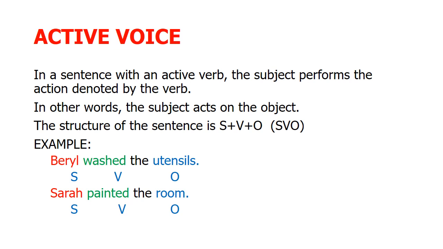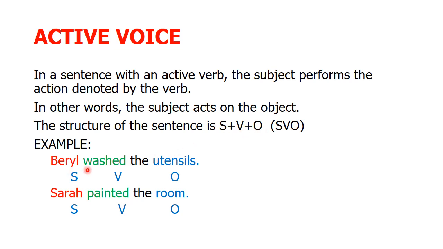It is the form of the verb in which the subject is the person or the thing that performs the action. In a sentence with an active verb, the subject performs the action denoted by the verb. In other words, the subject acts on the object. The structure of a sentence that is in active voice is SVO, that is the subject followed by the verb and then followed by the object.